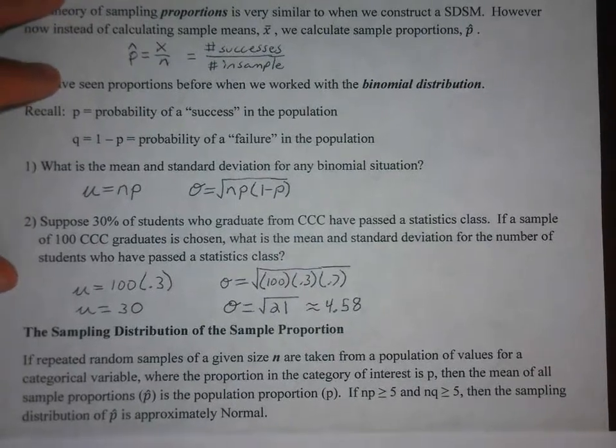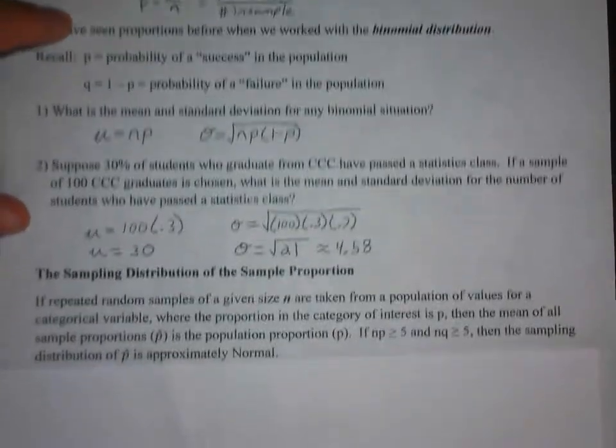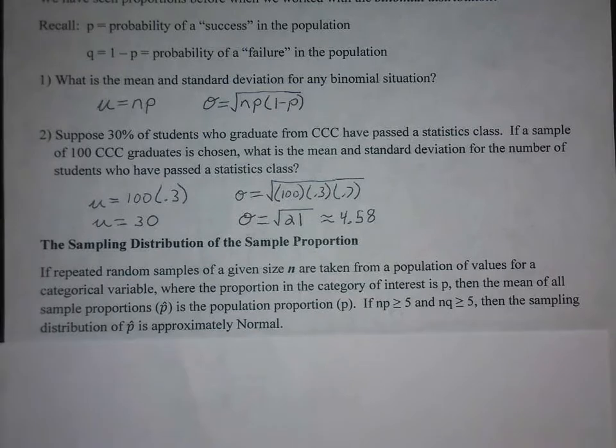So the sampling distribution of a sample proportion. If repeated samples of size n are taken from a population of values for a categorical variable, where the proportion in the category of interest is p, then the mean of all sample proportions, p hat, is the population proportion, p. If n times p is greater than or equal to 5 and n times q is greater than or equal to 5, then the sampling distribution of p hat is approximately normal.